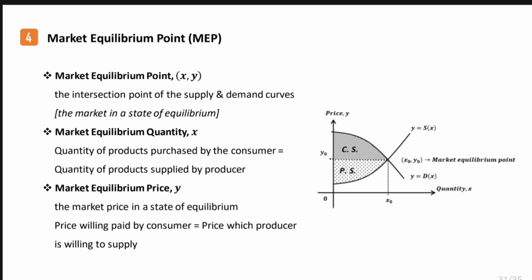And last, we continue with market equilibrium point, or MEP. We have 3 types of MEP. First, market equilibrium point: we find point X and Y, the intersection point of the supply and demand curve. Means we find X when Dx equals Sx. Next, market equilibrium quantity means we find the value for X only. X refers to quantity. And market equilibrium price is the value for Y. Y refers to price. Okay, this is the diagram for producer surplus, consumer surplus and market equilibrium point.